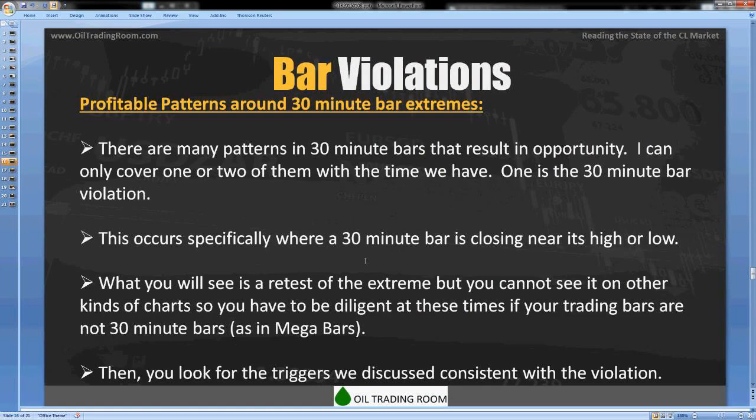I want to talk a little bit also about 30-minute bar violations. Some really good opportunity can occur around 30-minute bar violations, and that is where a 30-minute bar has been taken out from a previous period. Sometimes this will occur with the trend that's happening on your chart, and sometimes it will happen as a counter trend. Depends on what kind of day you have and how it's setting up.